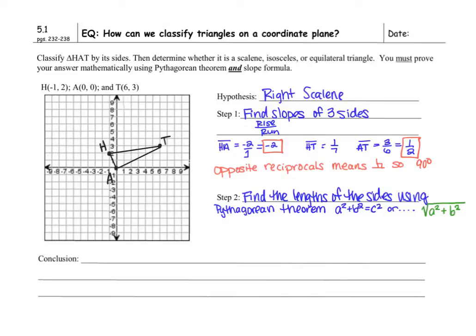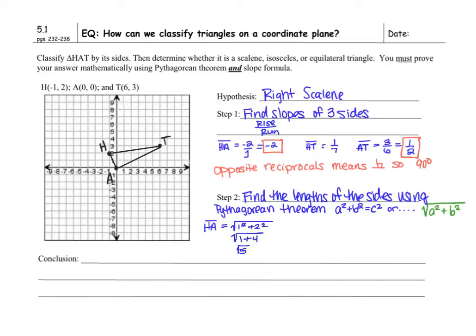First, let's find the length of segment HA. We kind of already did this with our rise over run. For HA, I went down 2 and right 1, and these are the numbers I'm going to plug into the Pythagorean theorem anyway. That's why I like to do slope triangles instead of the slope formula. This means I'm going to have the square root of 1 squared plus 2 squared, which is 1 plus 4.